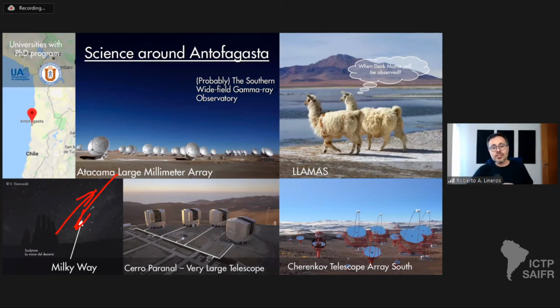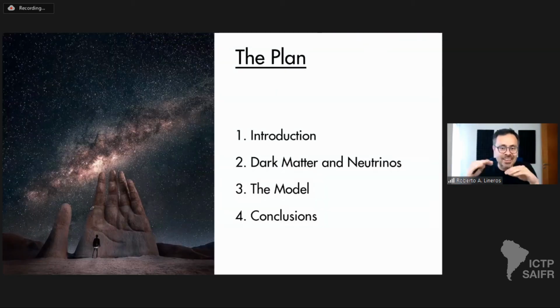Anyway, for the talk, I did a brief introduction about the possible connection between dark matter and neutrinos, and to end with the model of the dark matter itself. And finally, the conclusion.